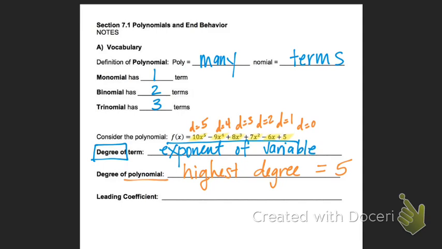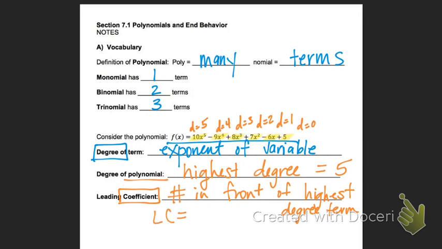And then the last vocab would be the leading coefficient. What do I mean when I say coefficient? The number in front of the exponent. Yeah, the number before the x. So the leading coefficient is going to be the number in front of the highest degree term. So our highest degree is 5. What is the leading coefficient of that? Good.